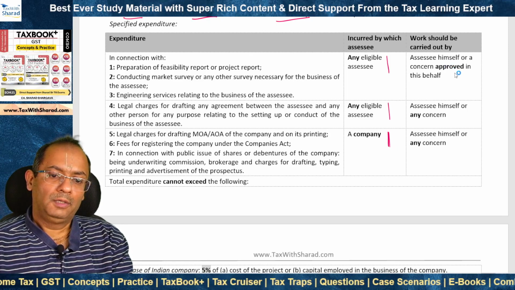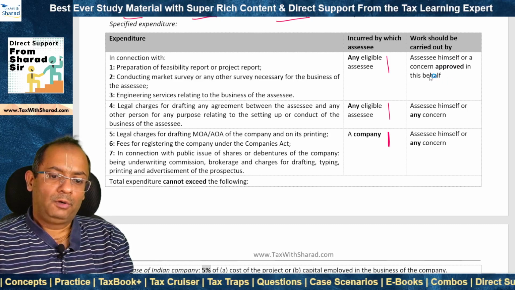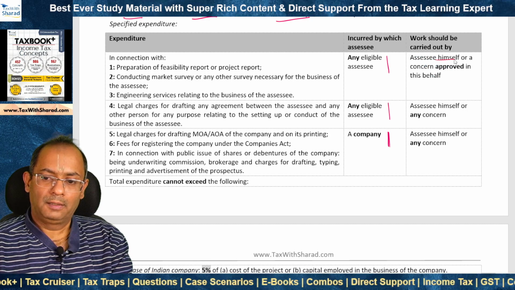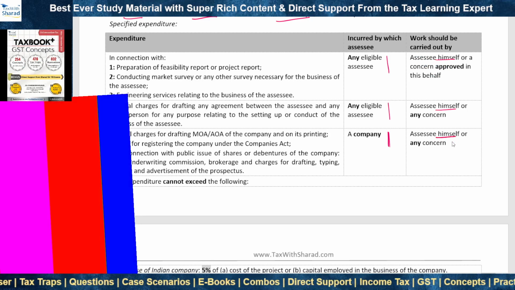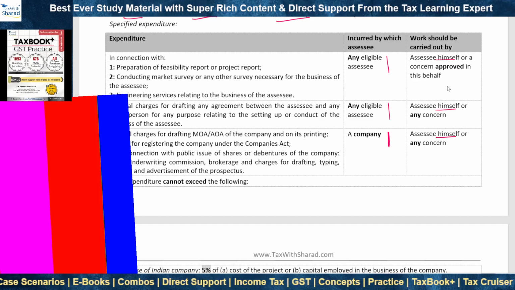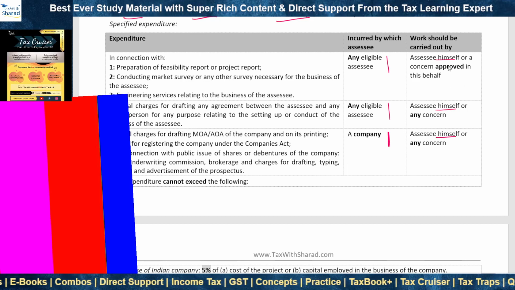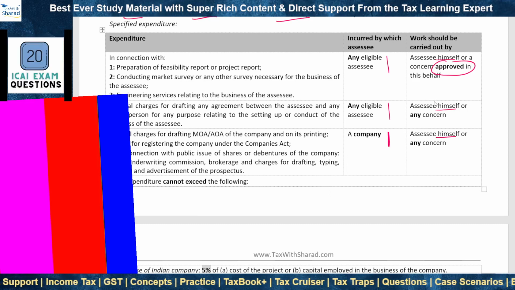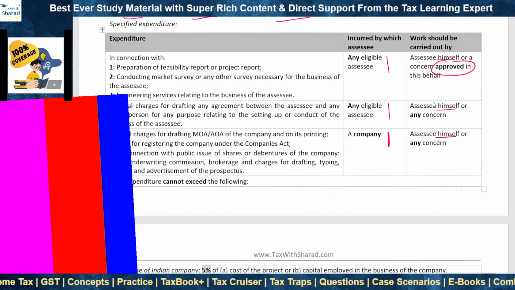Who should carry out the work? In respect of all the items 1 to 7, the assessee himself can carry out the work, or the work can be outsourced also to a concern. But in respect of items 1, 2 and 3, the concern should be approved. If the concern is not approved, items 1, 2, 3 are not allowed as specified expenditure.